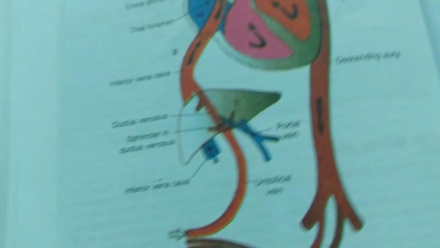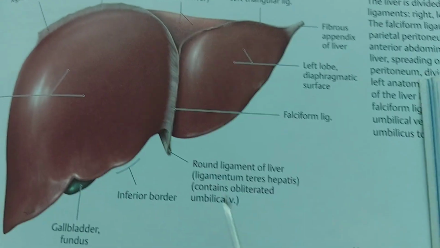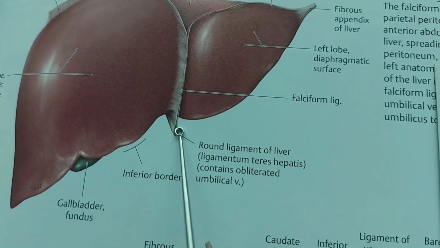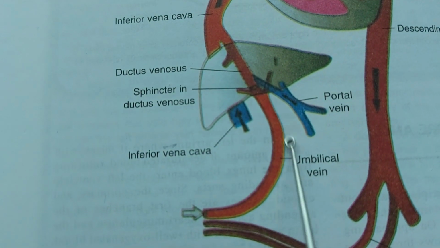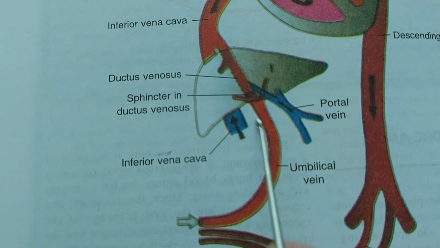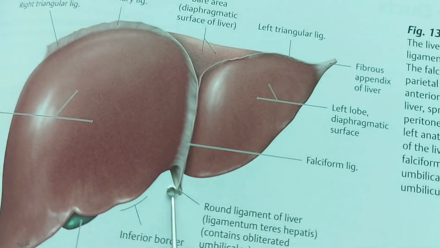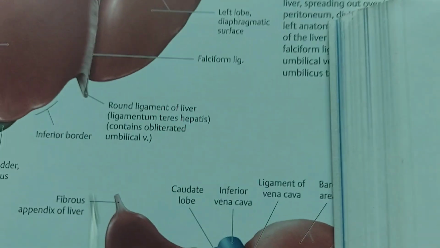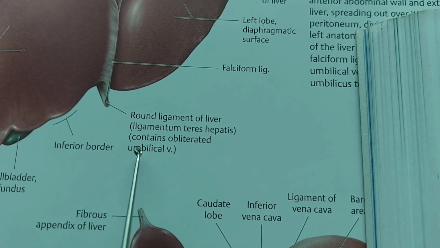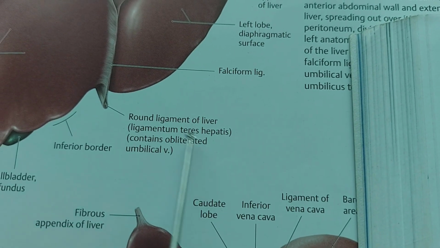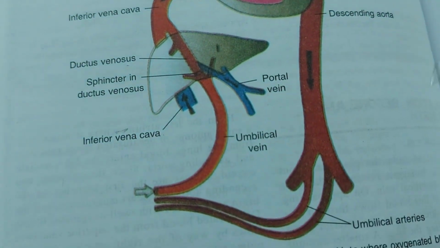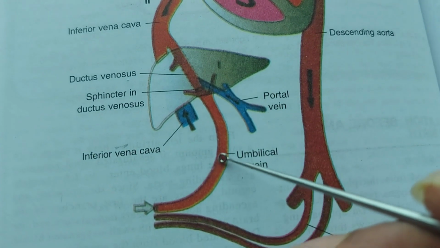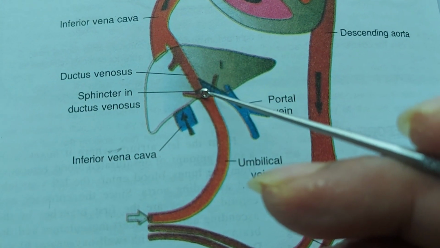Here, can you correlate this? Here is the ligamentum teres hepatis, and here is the umbilical vein. After the birth, this umbilical vein disappears and remains as the remnant, and it is known as the ligamentum teres hepatis. And it is written in here, the ligamentum teres hepatis. So this umbilical vein here, through this umbilical vein, the oxygenated blood comes to this liver.